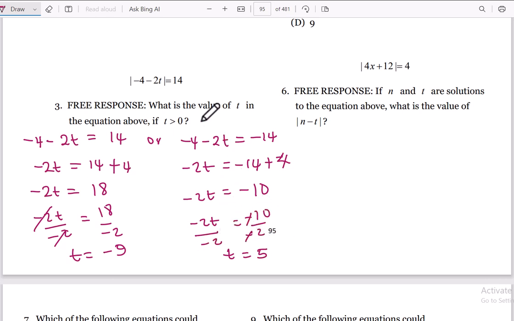It says what is the value of t in the equation above if t is greater than 0? Because they are saying t greater than 0, the right option should be 5. Negative 9 is less than 0 according to the number line. So for question number 3, the right option we are going with is 5. So let's check question number 4.